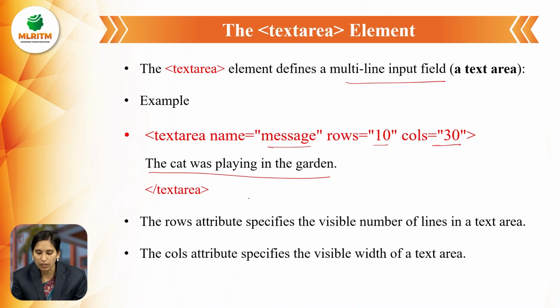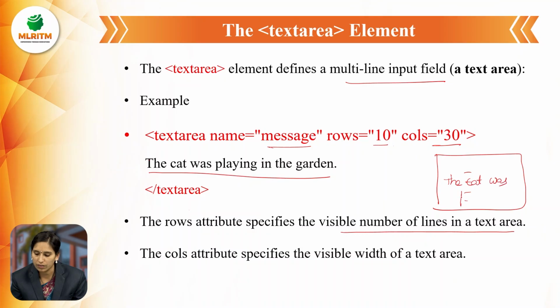Next, we are using rows and columns. The rows attribute specifies the visible number of lines in the textarea. How many lines do you want to give? 1, 2, 3, like this. The columns attribute specifies the width of the textarea. The width is defined based on the columns. If you want to increase the width, you give 50, 60, like that. Then the output will be printed like this: the cat is playing in the garden.